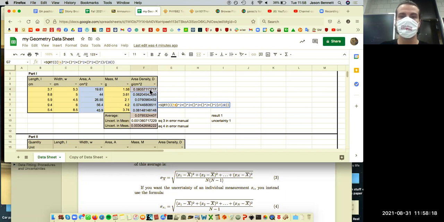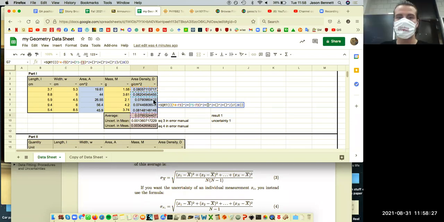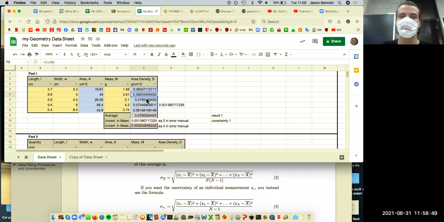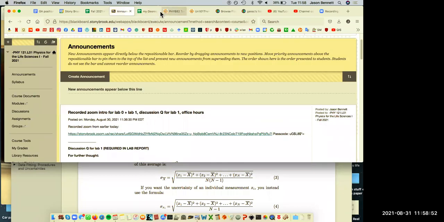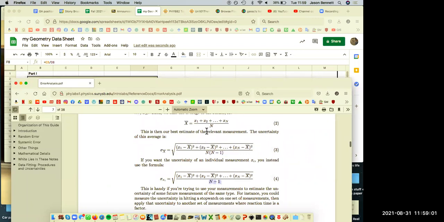And then here, because you shouldn't be using calculators, you just click. So x1 minus the average, x2 minus the average, x3 minus the average, 4, 5, clicking the minus sign next to the 0. And lo and behold, that is my uncertainty in the mean. The only difference for the uncertainty of the measurements is that instead of 20, we have 4. So these are the two equations that we're using for part 1.